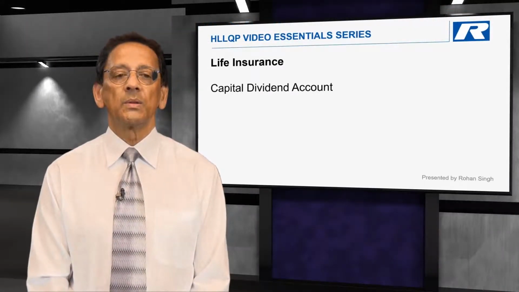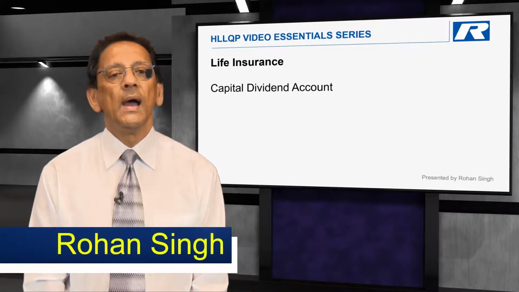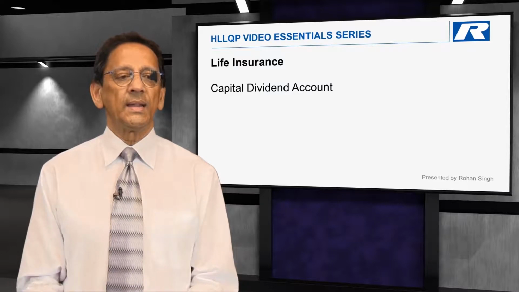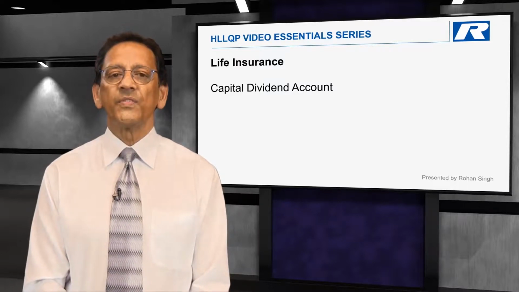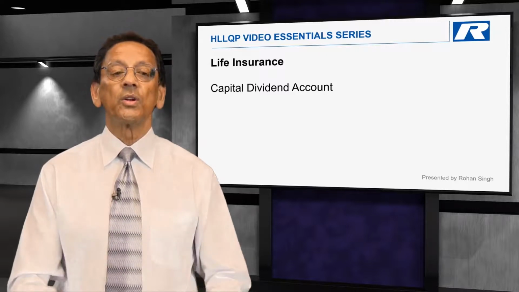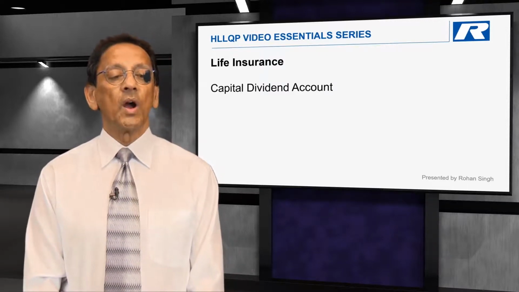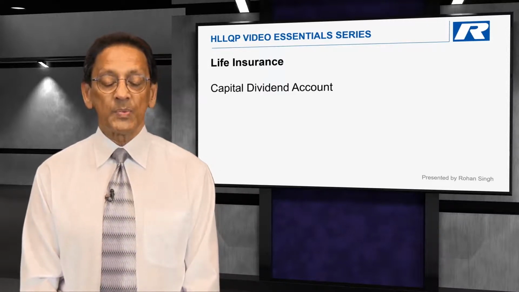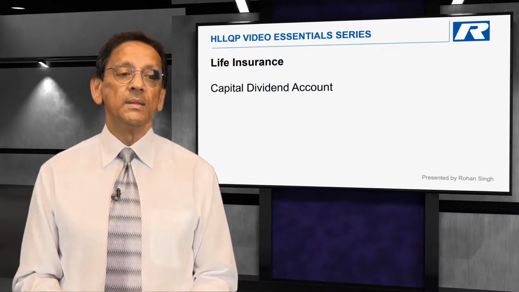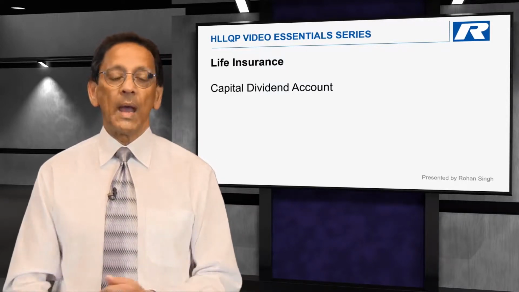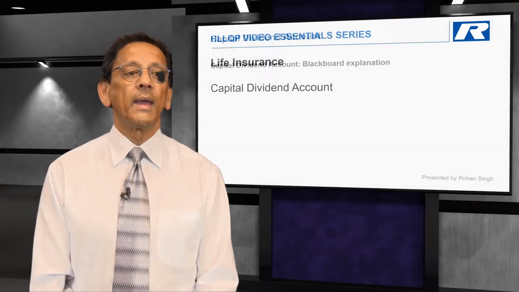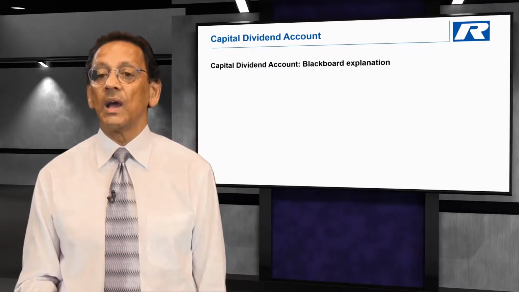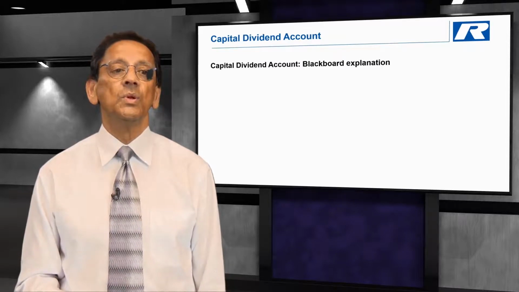We are now going to talk about the capital dividend account. And the reason we need to talk about it is that you need to have an understanding of that account and how it fits into a company's balance sheet in order to understand when we talk about funding buy-sell agreements. Two of the options in funding a buy-sell agreement mean that you need to understand how a capital dividend account works. So I am going to go to the board and explain exactly how the capital dividend account works and how that applies to life insurance.